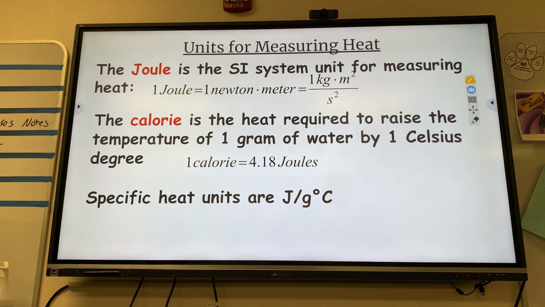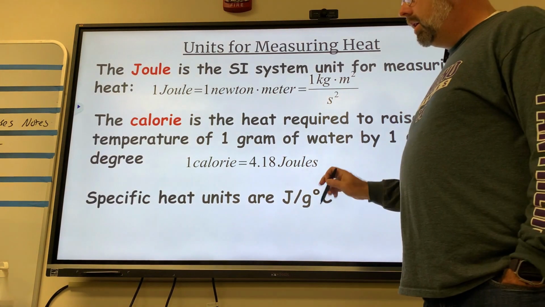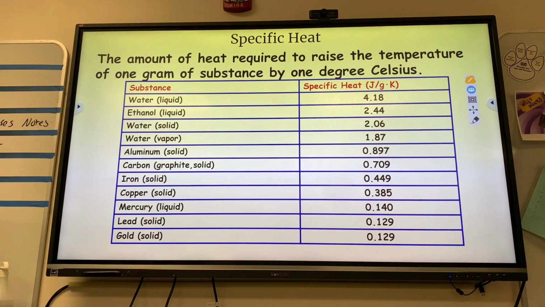All right, so specific heat is the next thing. Here's your definition for specific heat. Do not write this whole chart, but I would write that top thing: the amount of heat required to raise the temperature of 1 gram of a substance by 1 degree Celsius. Now this is a property of these substances: the specific heat of water, ethanol, and a bunch of different elemental solids or liquids.